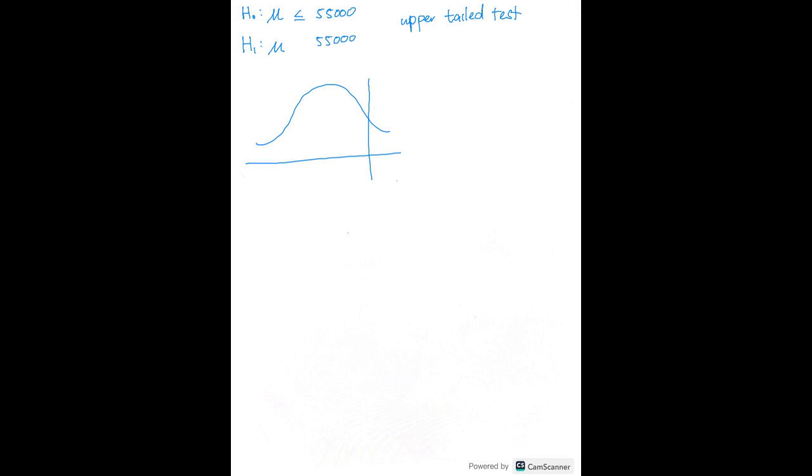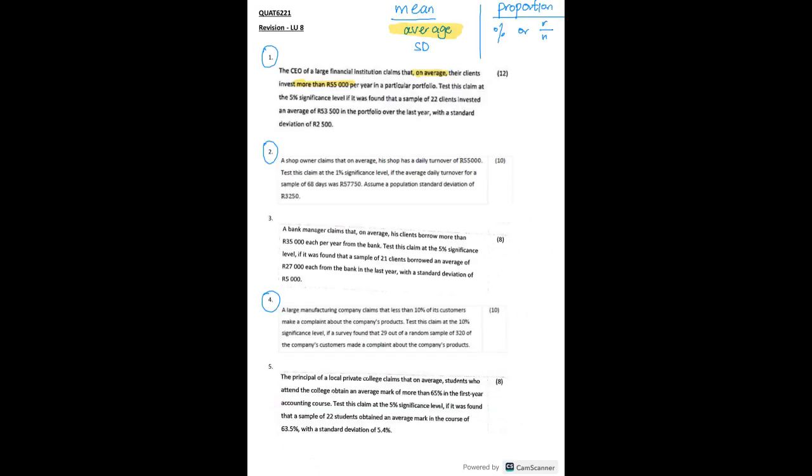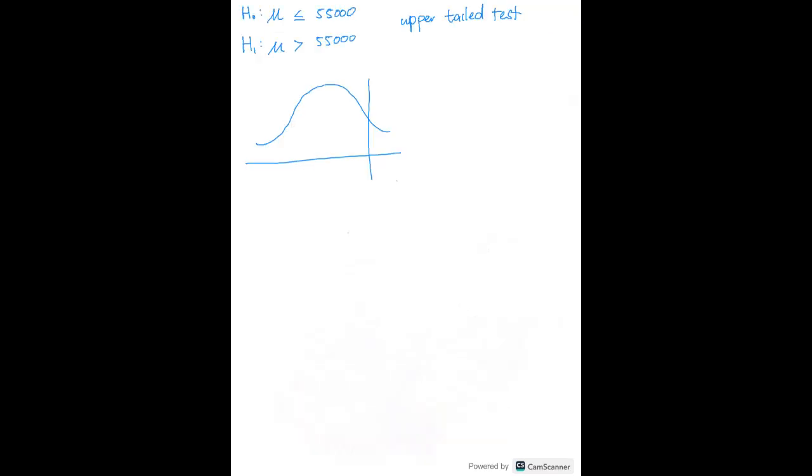And now remember, they were claiming that their clients invest more than 55,000. So this is where the claim is. The more than 55,000 is here, and I'm just going to write in small that this is where the claim is. So then in terms of your region of acceptance and rejection, anything that is less than or inclusive of that value, that critical limit, is your region of acceptance. Anything greater than it is your region of rejection.